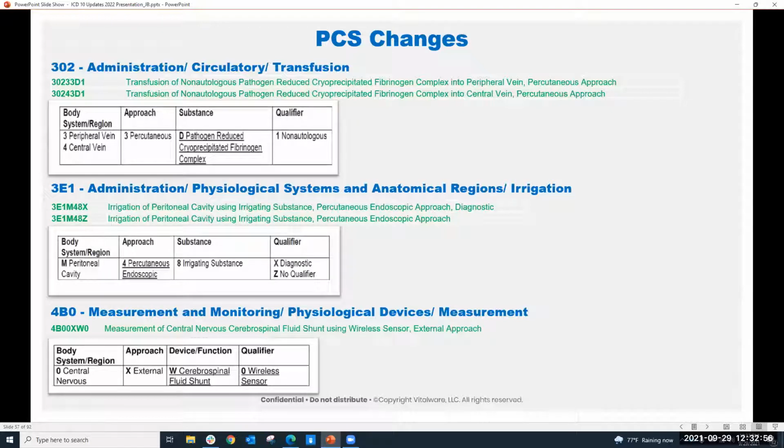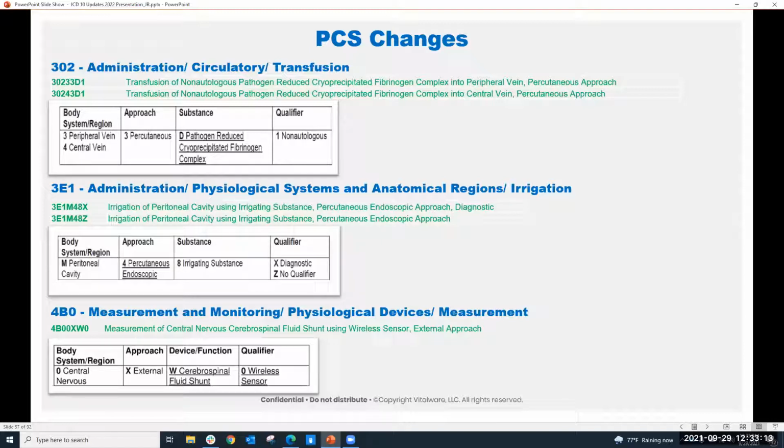So for the body systems, peripheral vein and central vein, open approach is no longer an option because it's considered clinically invalid for these to be labeled anything but percutaneous. So that resulted in the deletion of 87 codes.